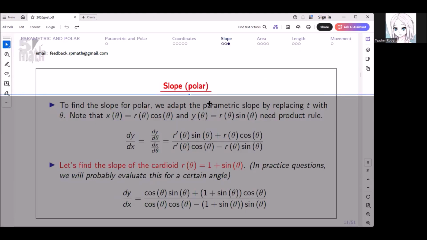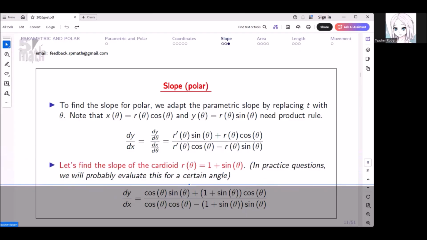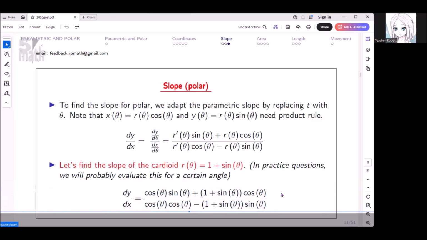Slope, polar. To find the slope for polar, we adapt the parametric slope by replacing t with theta. Note that x of theta equals r of theta cosine theta, and y of theta equals r of theta sine of theta, which need product rule. Dy dx equals the following. Let's find the slope of the cardioid, r of theta equals 1 plus sine of theta. In practice questions, we will probably evaluate this for a certain angle. Dy dx equals the following.